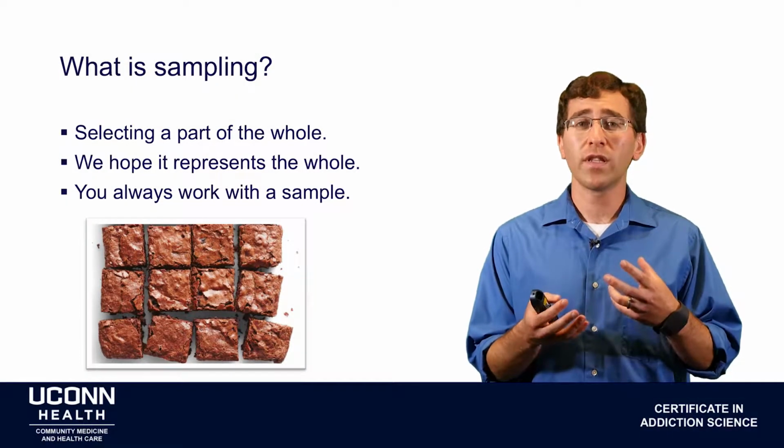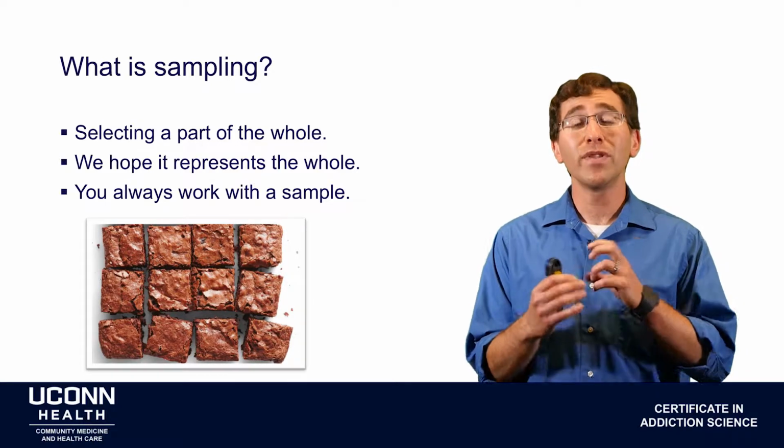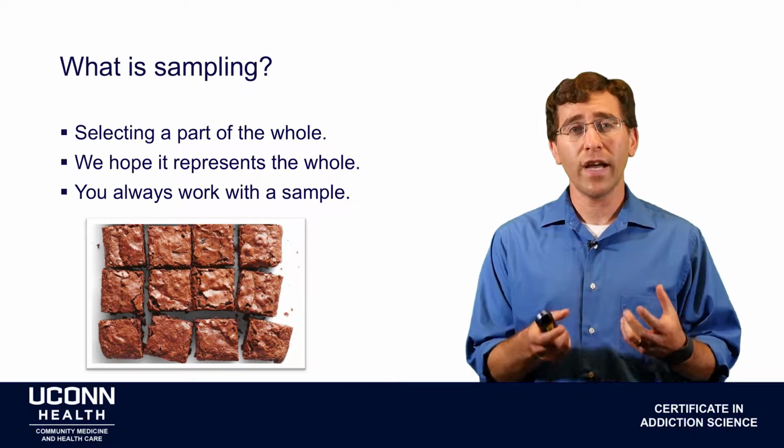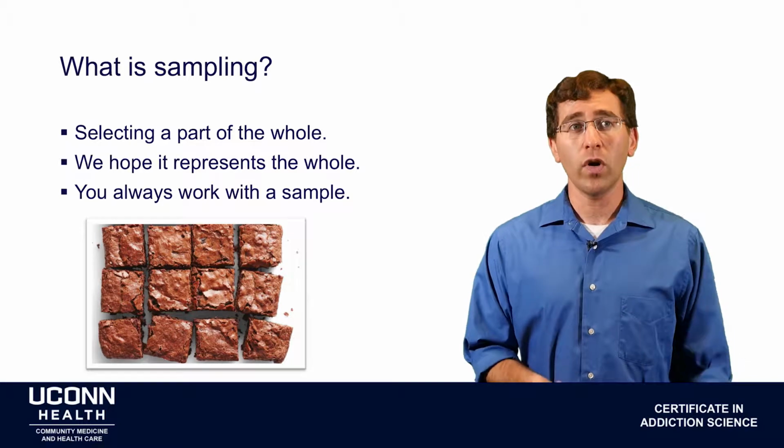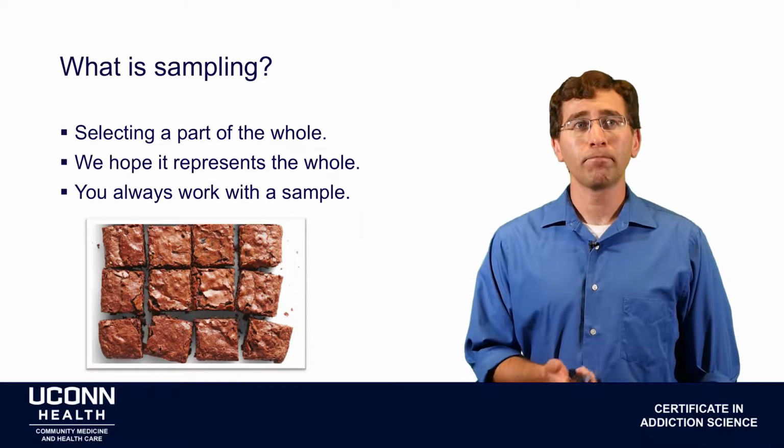Sampling is the idea that you're selecting a part of the whole, because you can never really do research on the entire population at once. You always work with kind of small bits and pieces of it. And what we do hope is that this small sample can actually represent the whole, and we can generalize our findings to everybody that we want to really study.